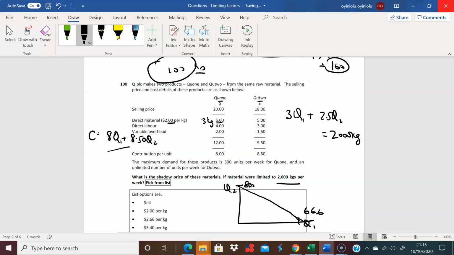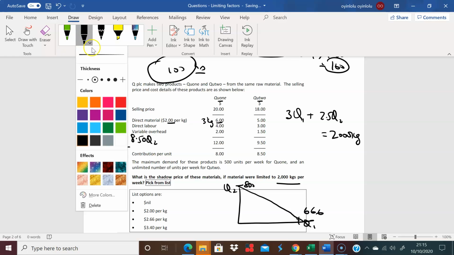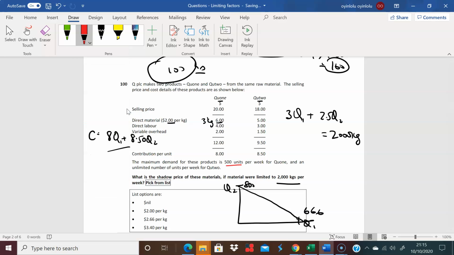Right? But here's the thing. You are told that you can only make 500 units of Q1. So actually, I'm stuck here for Q1 at 500. It means that my optimal point is here, because when my ISO curve moves out, it will hit the corner, if you like. So that's always the case. Your furthermost point on the curve will be that corner.